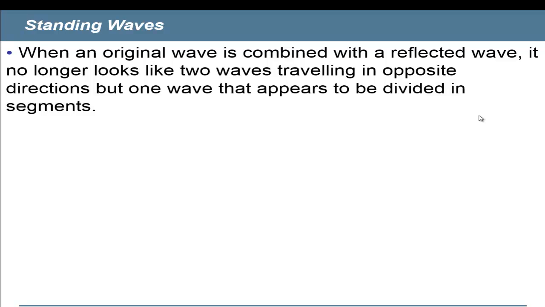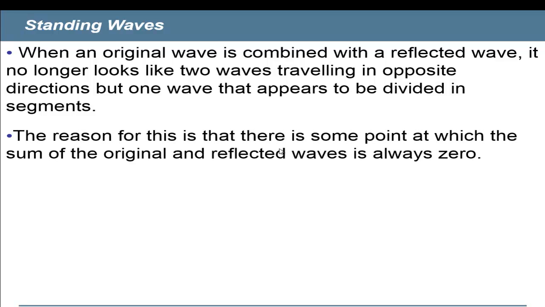So now the superpositioning of waves allows us to look at a very special case when we have a string that's attached to some fixed end. Then when that original wave is combined with its reflected wave, it won't look like two waves traveling in opposite directions anymore, but it'll actually just appear as one wave that appears to be divided into segments. The reasoning for this is that there's some point at which the sum of the original and the reflected waves will always be equal to 0.